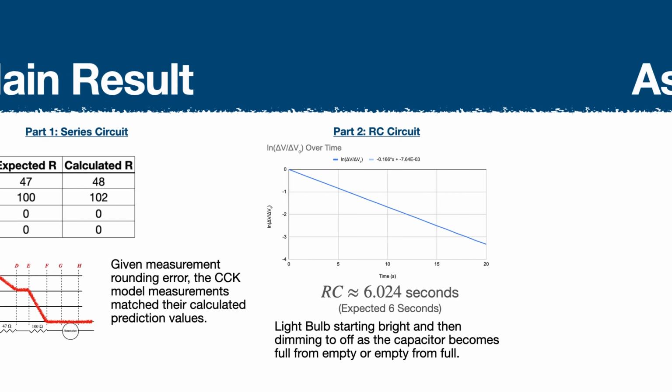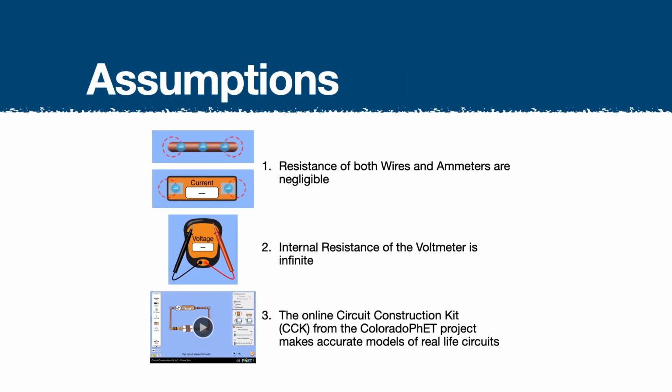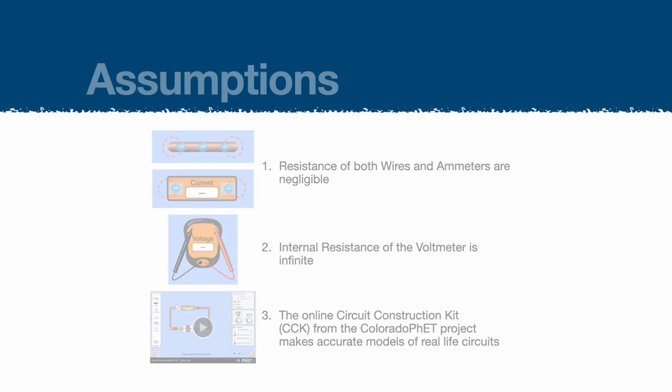In both parts of this lab, the 3 main assumptions are: 1. The resistance of both wires and ammeters are negligible, 2. The internal resistance of the voltmeter is infinite, and 3. The online circuit construction kit from the Colorado PHYS2212 project makes accurate models of real-life circuits.